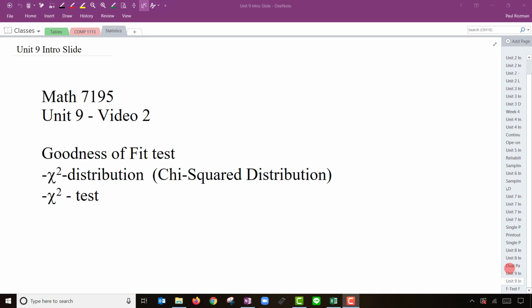In order to perform this test, we'll have to learn another new distribution. Last time we learned the F distribution, and now we're going to add on the chi-square distribution. And the goodness of fit test is a special case of a chi-squared test. So let's get right to it.